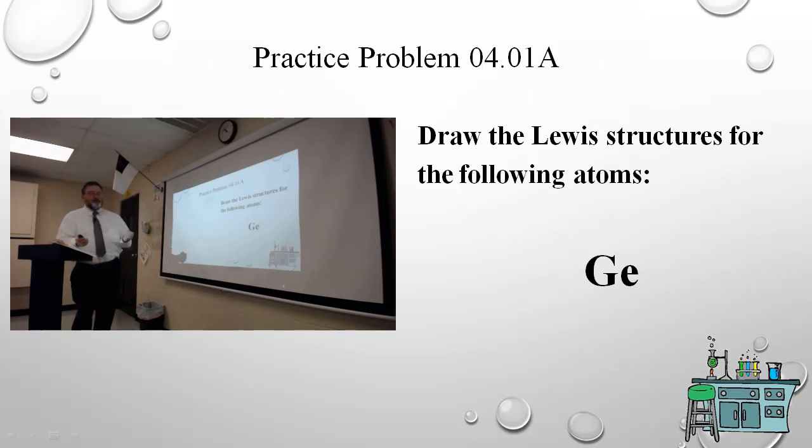Okay, this has multiple parts, so let's do part A. Draw the Lewis structure for the following atoms, and there are several of them. What are we going to look for here? How many valence electrons? Well, how many are there in that atom? 4. How did you know? Top of the column, it said it had 4. It's a column 4A element, isn't it? Column 4A elements have 4 valence electrons. All right, pass it on. Here we go for B.